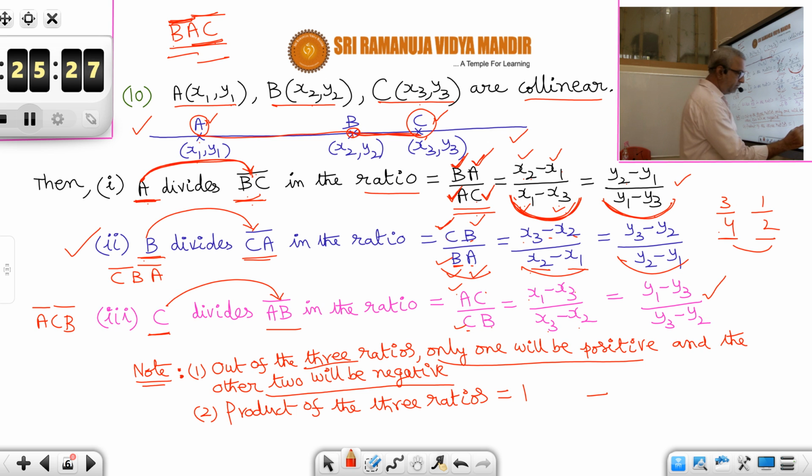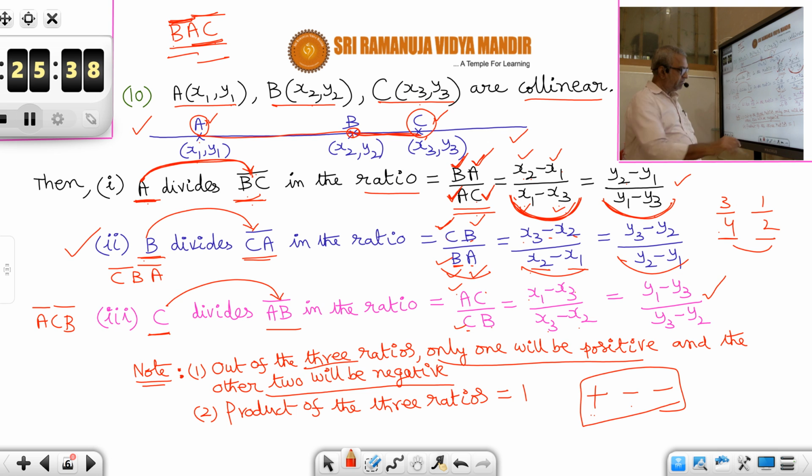Of course, 1 positive, 2 negative. One positive ratio, one positive number, two negative numbers. What is the product? Clearly positive. But that positive quantity will always be 1 only. No other number. So the product is 1.